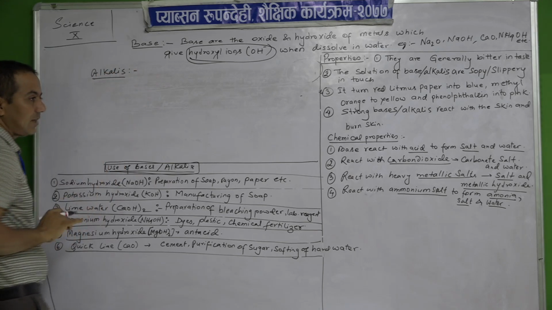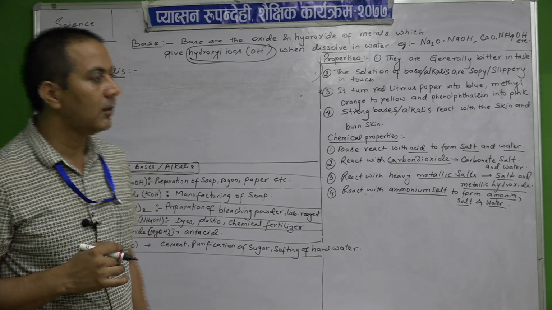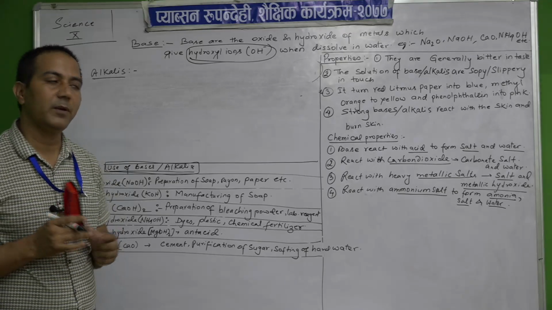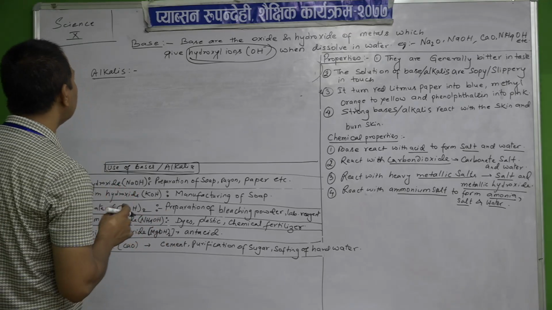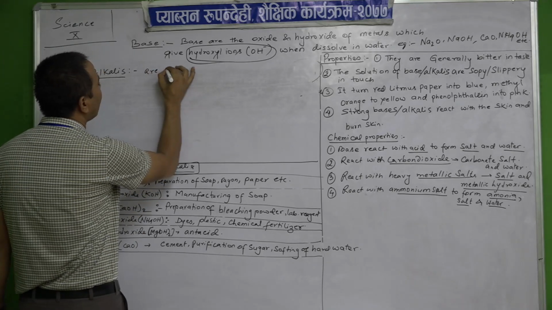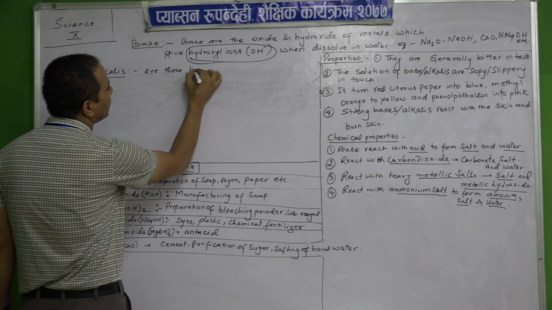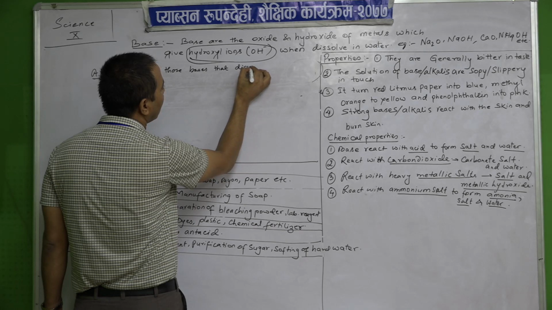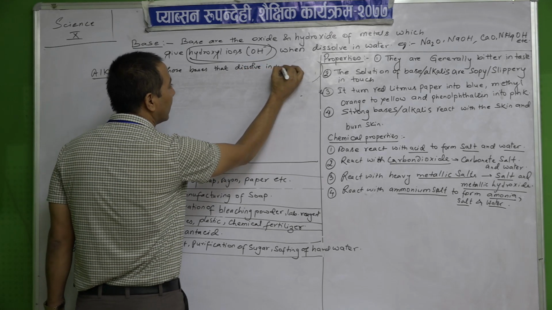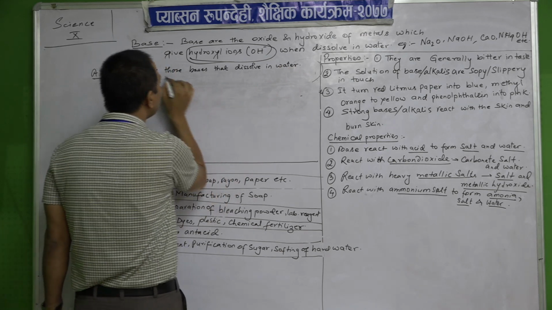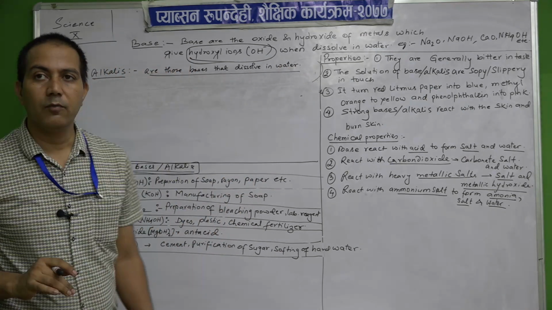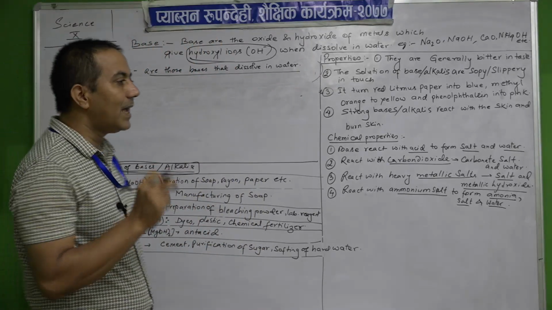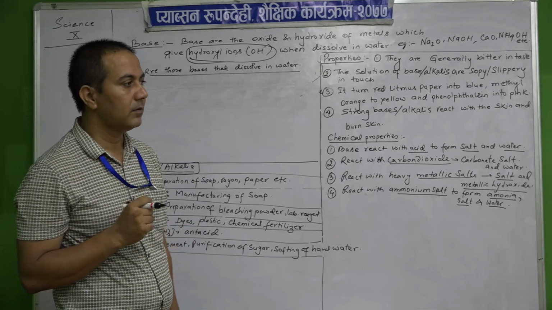So, what is alkali and what is alkali doing here? Alkalis are those bases which dissolve in water. Simple. From this sentence, what do we come to know? We come to know that all bases do not dissolve in water, isn't it?